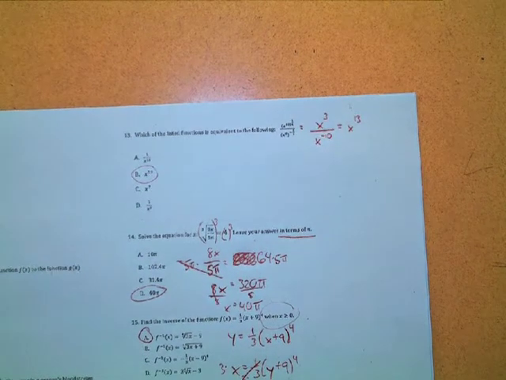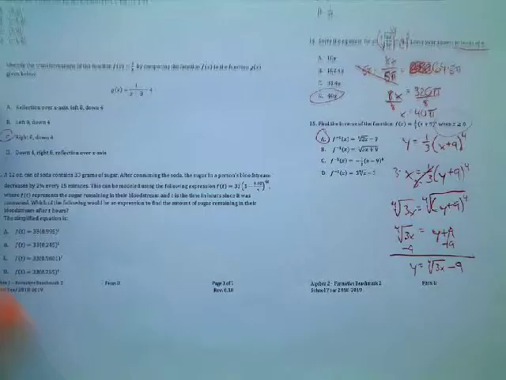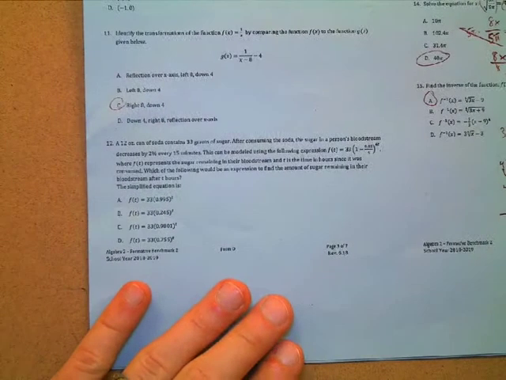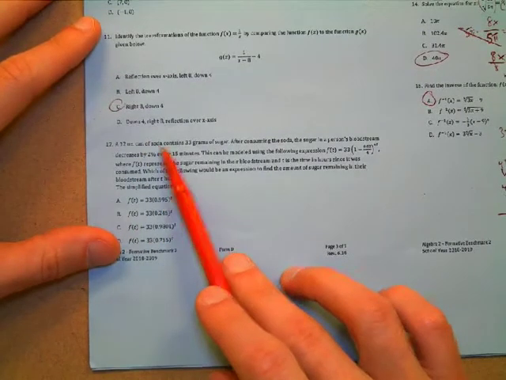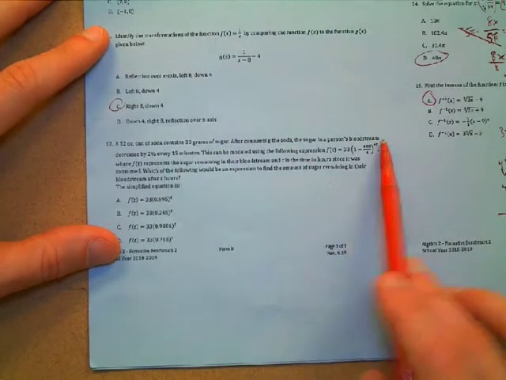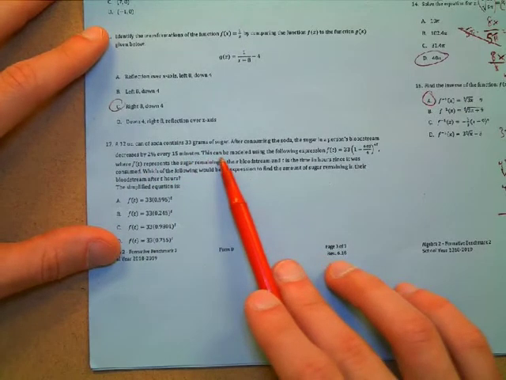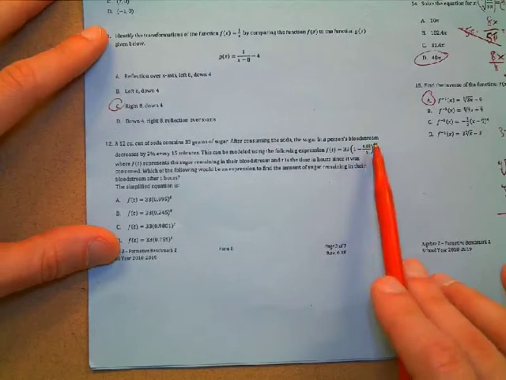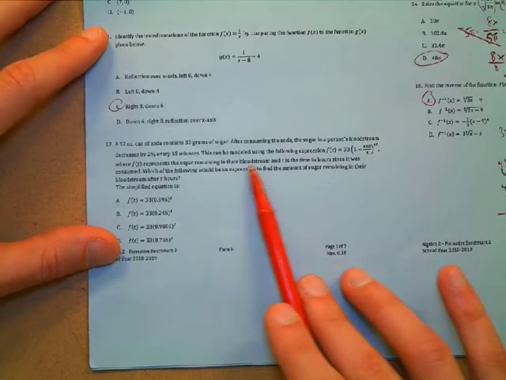All right, number 12. I want to look at number 12 as well. There's a lot of writing here for a problem that's really not that hard to do, but there's a lot going on. So I'm just going to read through it real quick. A 12-ounce can of soda contains 33 grams of sugar. After consuming the soda, the sugar in a person's bloodstream decreases by 2% every 15 minutes. This can be modeled using the following expression. F of t equals 33 times (1 minus 0.02 over 4) to the 4t, where f of t represents the sugar remaining in the bloodstream and t is the time in hours since it was consumed.